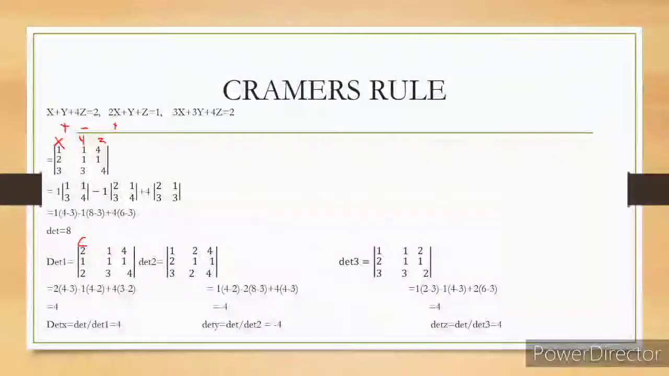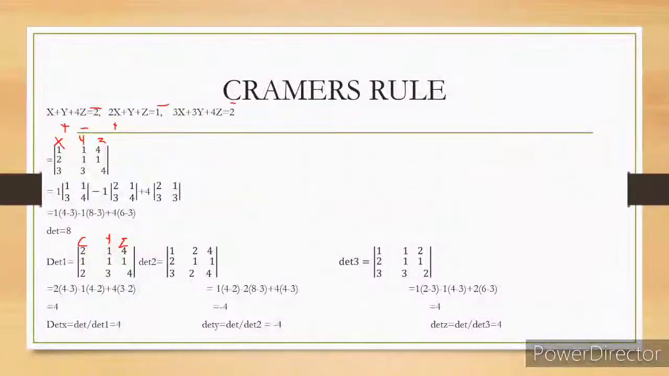So these three, 2, 1 and 2, are the constants. Replace these numbers in the x column, and replace the y and z columns as they are. So 3 1 3 and 4 1 4. Then do the normal determinants method, and you'll arrive at the answer 4.